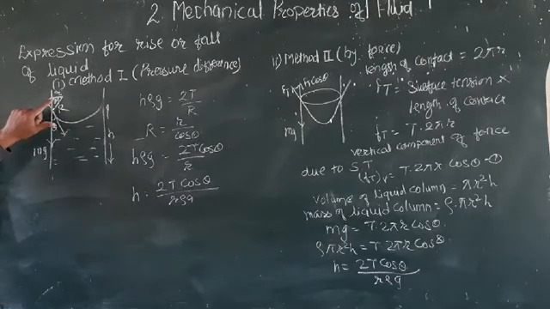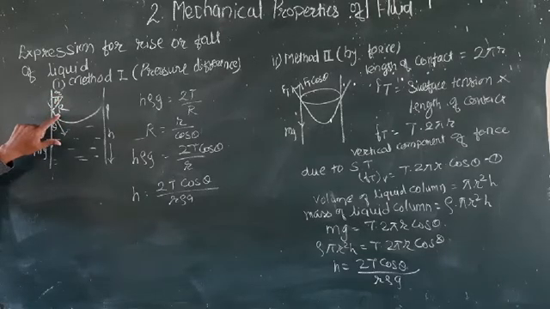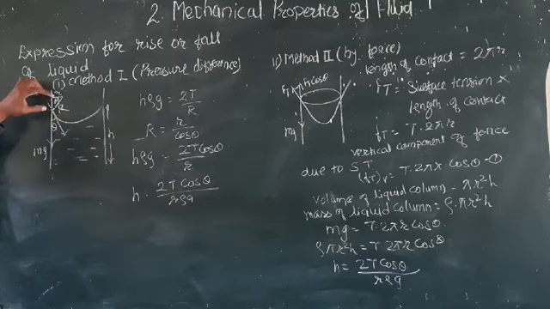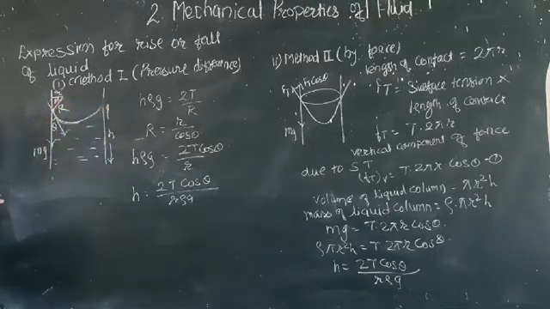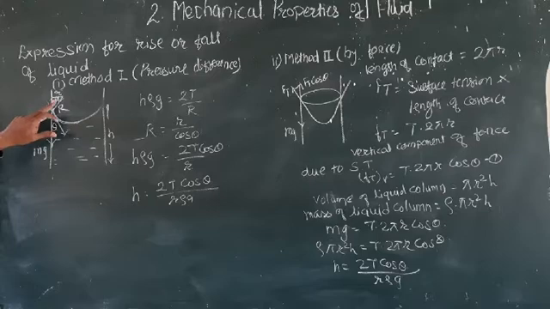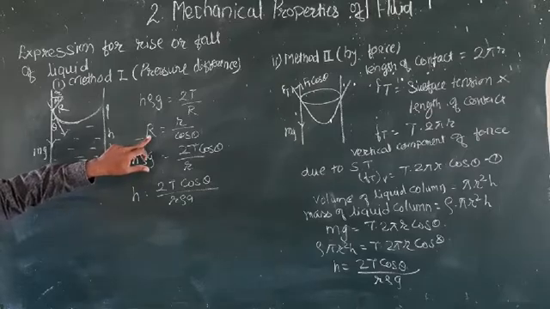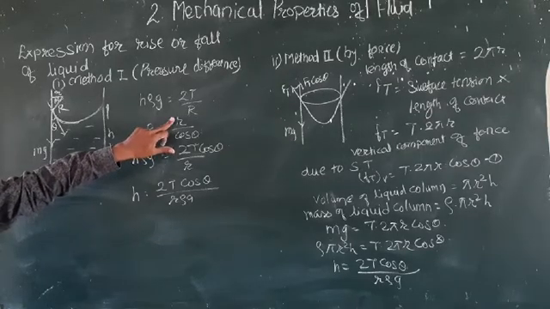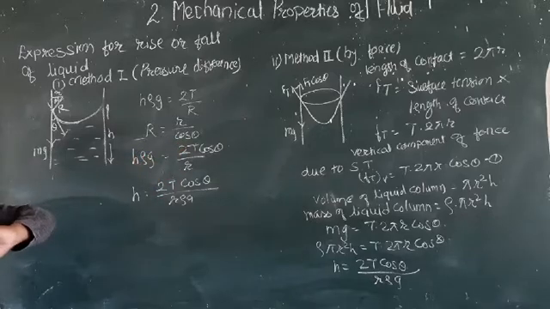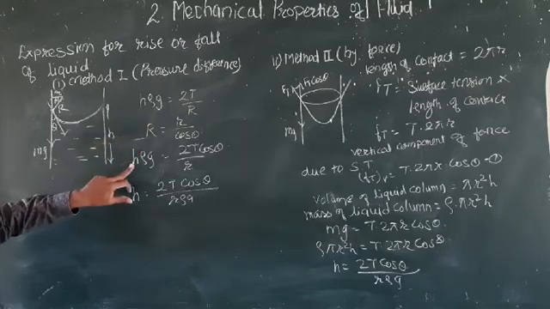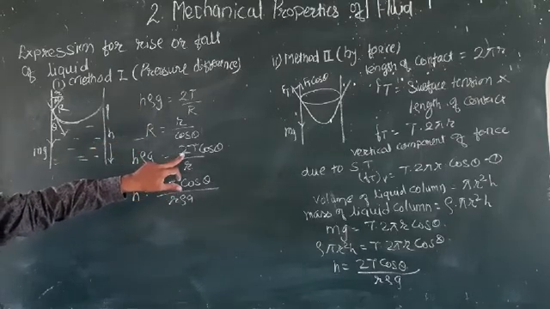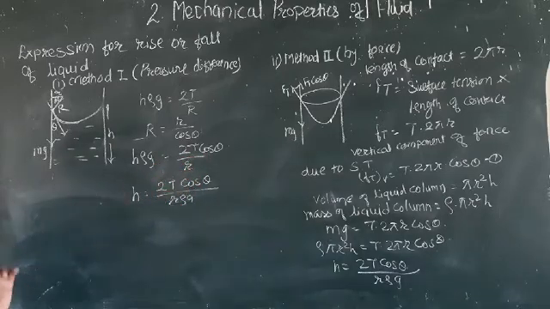Here let r be the radius of the capillary tube and capital R is the radius of curvature. Theta is the angle of contact. So radius of curvature R is equal to the radius of the capillary tube divided by cos theta. So putting this value in this equation, we get h rho g is equal to 2T cos theta upon r.